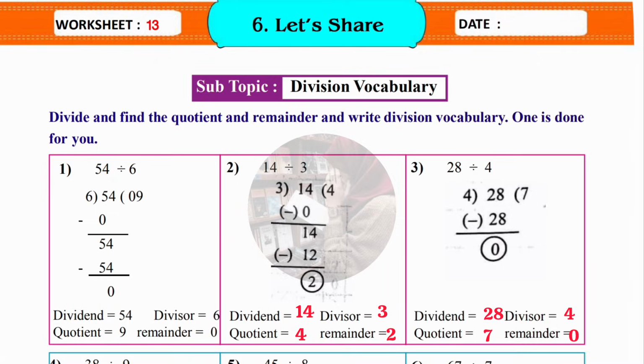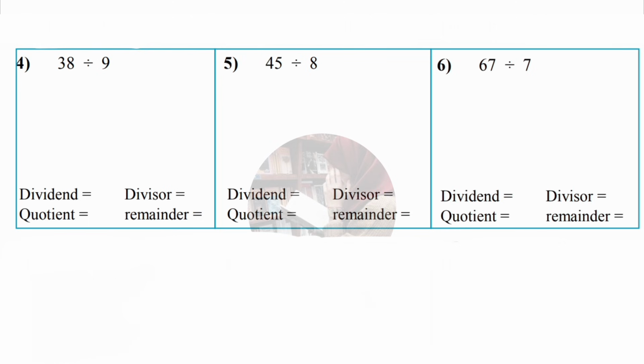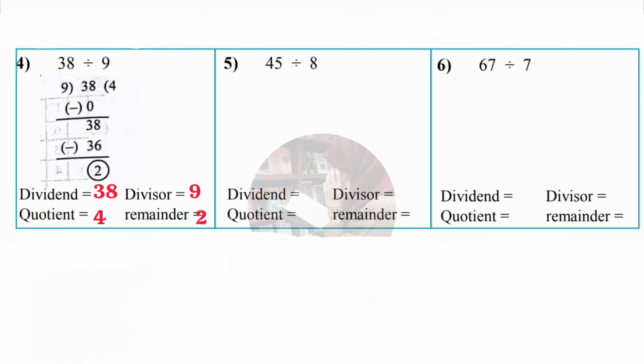Let's see the fourth one, which is 38 divided by 9. So 9 fours 36. 2 will be left as remainder. Okay, then write it down. Dividend is equal to 38. Divisor is 9. Quotient is 4 and remainder is 2.